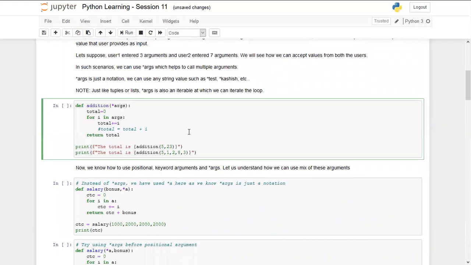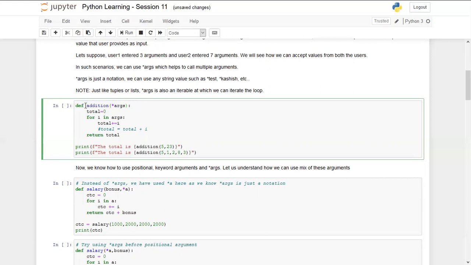Okay, let's take an example of addition. We are creating an addition function where we have not defined how many arguments the user can provide. Previously, till the last session, if we had created a similar addition function, we must have given num1, num2, num3, and asked the user to pass the values for num1, num2, and num3. But now we are not restricting the user to pass just limited values. So we are saying star args. Again, this is just a notation. You can use any name.